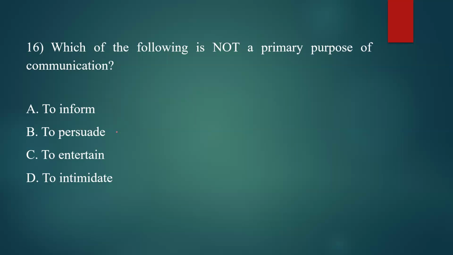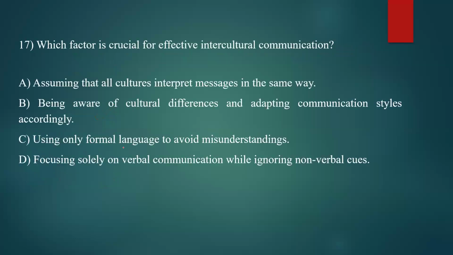Option B, sir. It will be B. Which of the following is not a primary purpose of communication? Information giving is a primary purpose. Persuade is another one. Entertain is another one. Intimate is another one. So which one is not? Intimidate. Next one, 17.